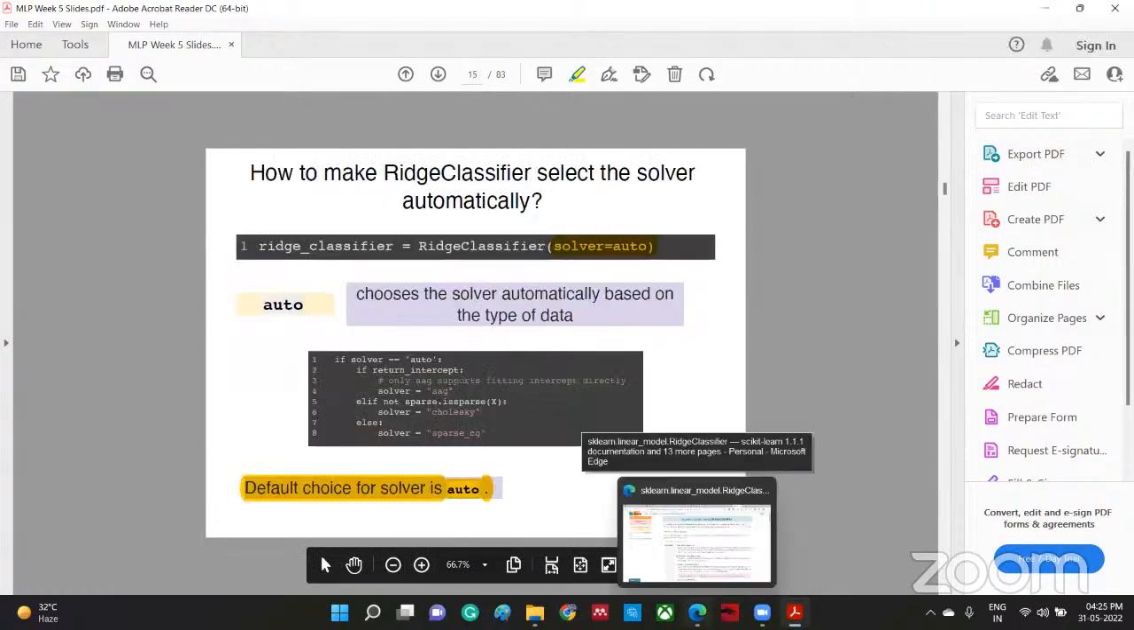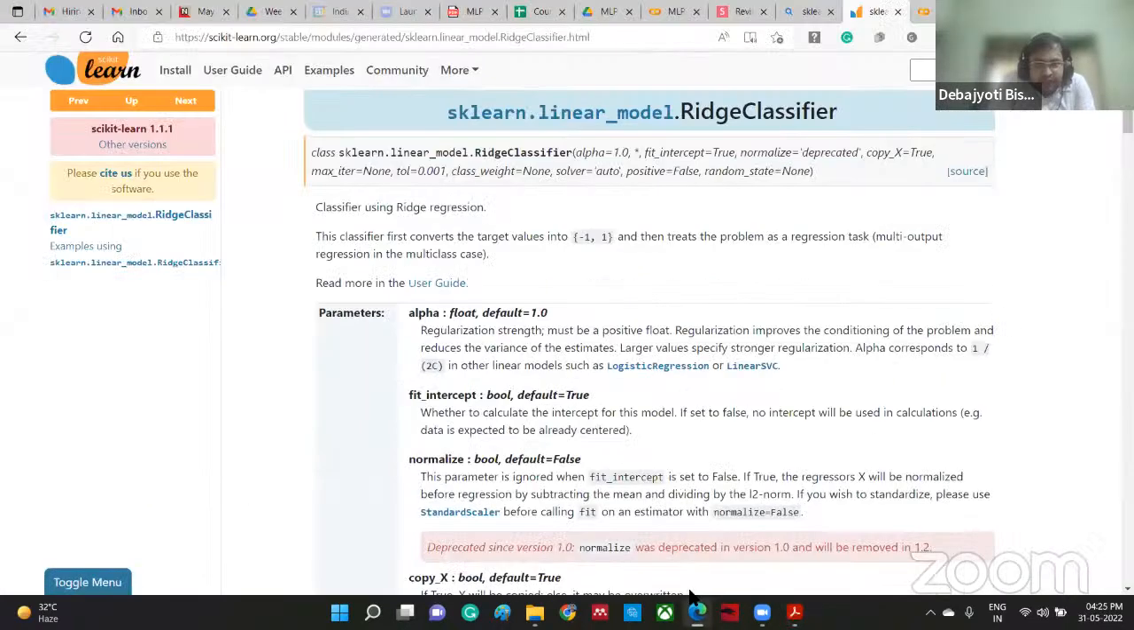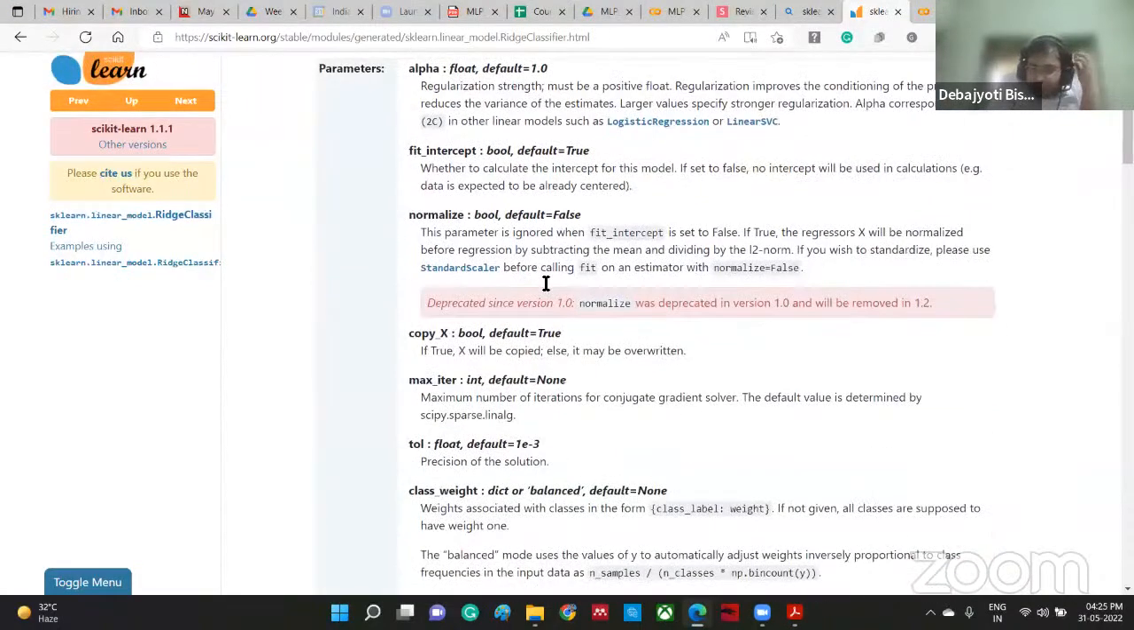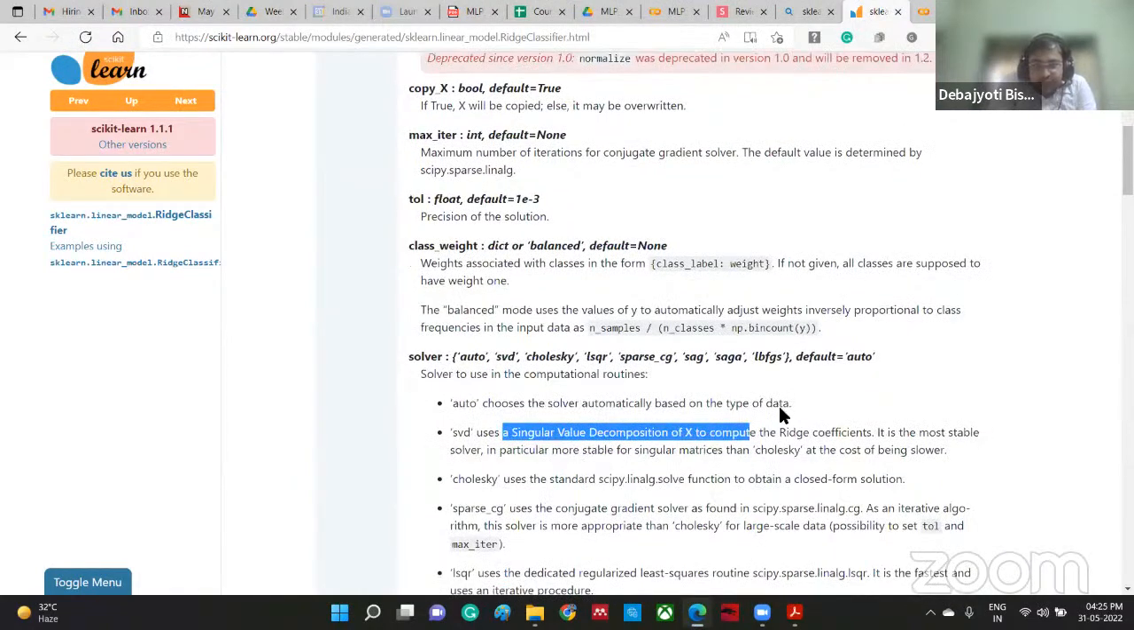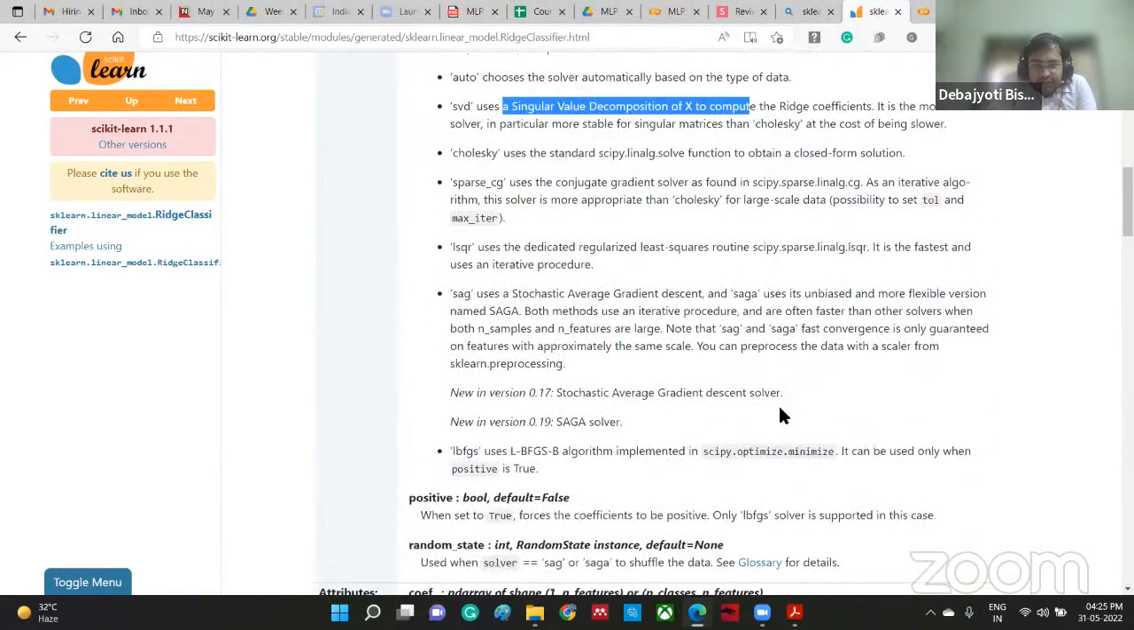Okay. So for the time being, we can just keep it in the auto mode only. I think that will be the best thing. Auto chooses the solver automatically based on the type of data, so we need not take care of it more. Okay, sir.